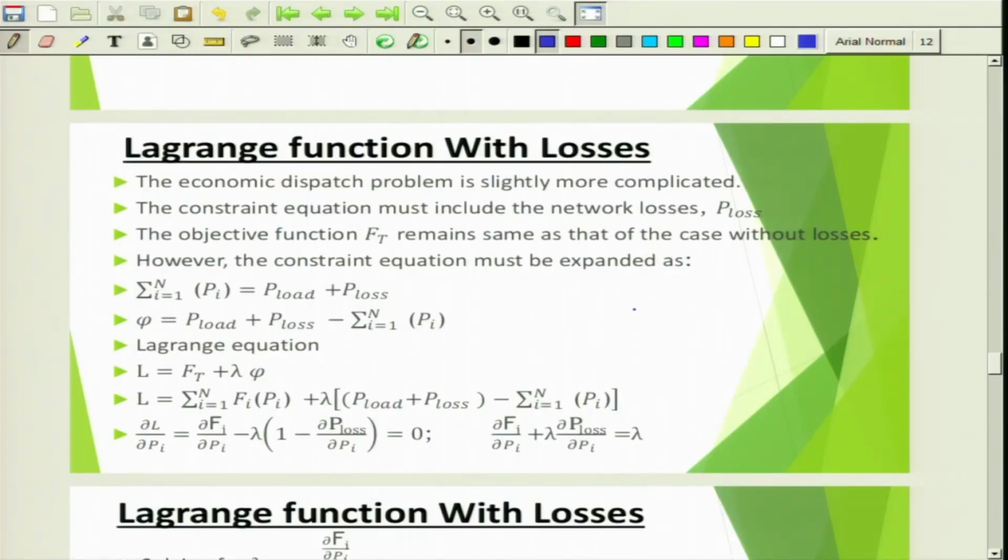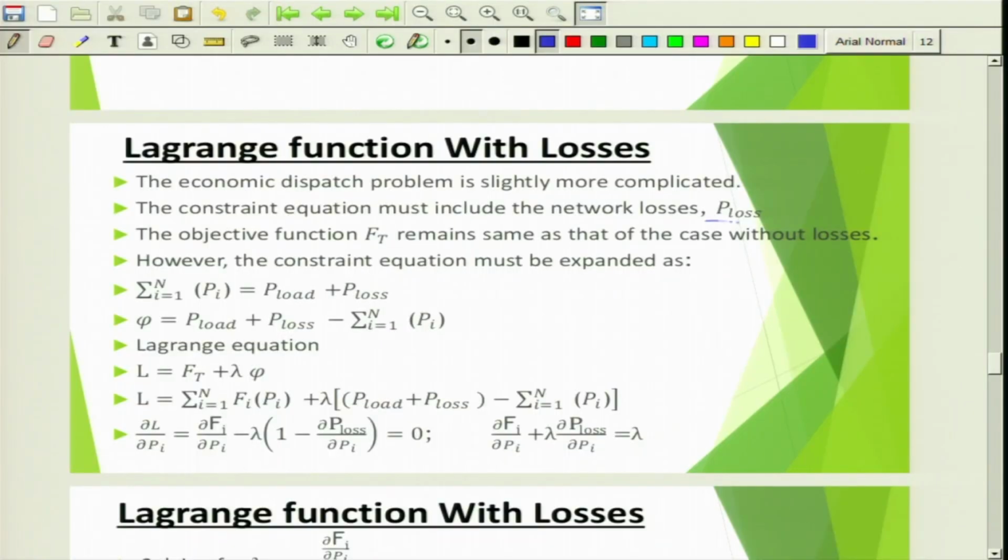So generation plus losses may not be economical as compared to taking power from that generator, which is apparently a little bit costlier. But considering the losses, this first generator output would be more economical, right? So the economic dispatch problem is slightly more complicated as compared to the case when there are no losses. The constraint equation must include the network loss now.